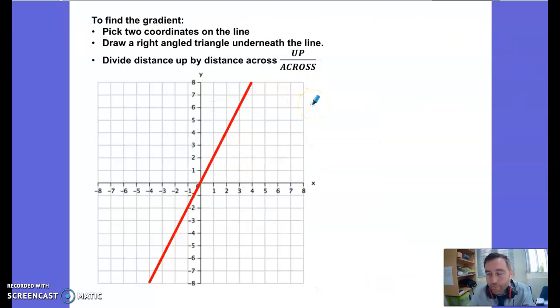And so how do we calculate it? Well, here we go. 3 things to do. On your line, first of all, pick 2 coordinates on the line. I'm going to pick 1 here, and then I'm going to pick 1 here. Let's just make it clear, there and there. Then I'm going to draw a right-angled triangle underneath with those 2 points.